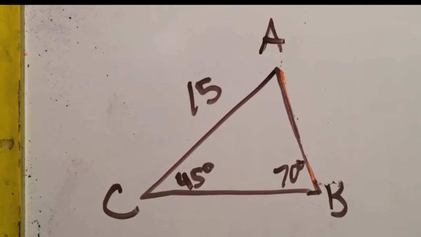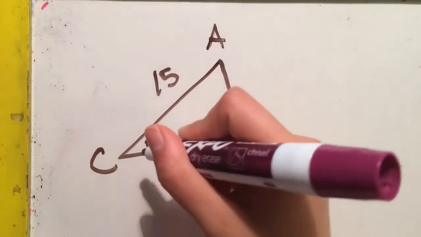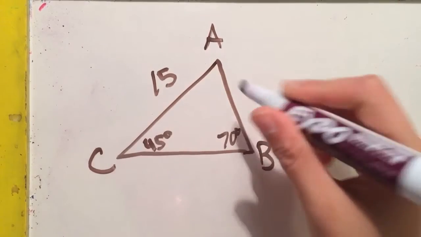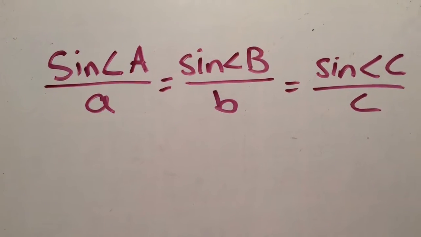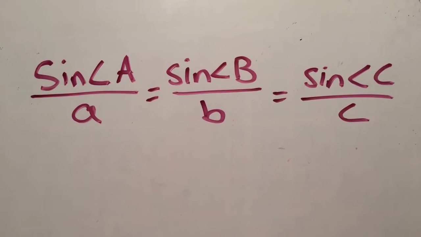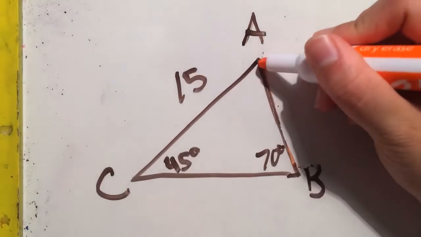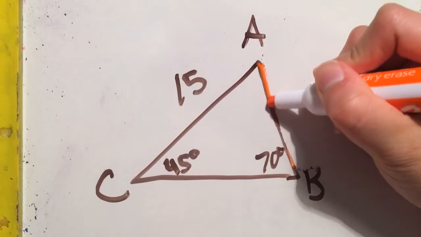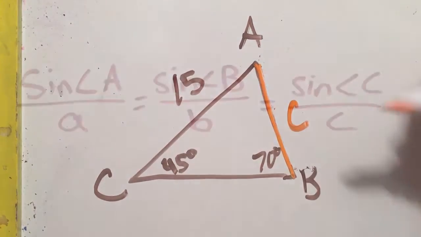For this triangle, we know 2 angles, angle B and angle C, and also we know one side, side B, which is opposite to angle B. This means we can use the law of sines to solve the triangle. Suppose we want to solve for side C. Remember that the sides are opposite the angles, and so this is side C right here.